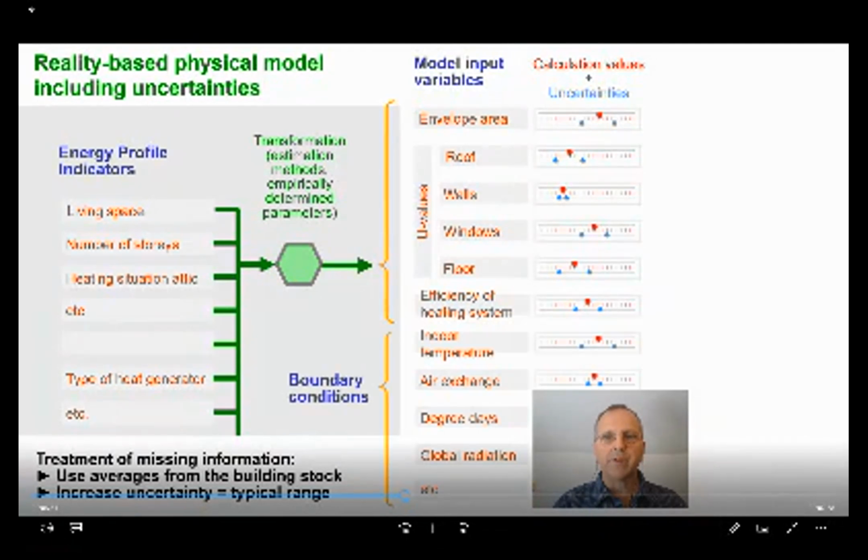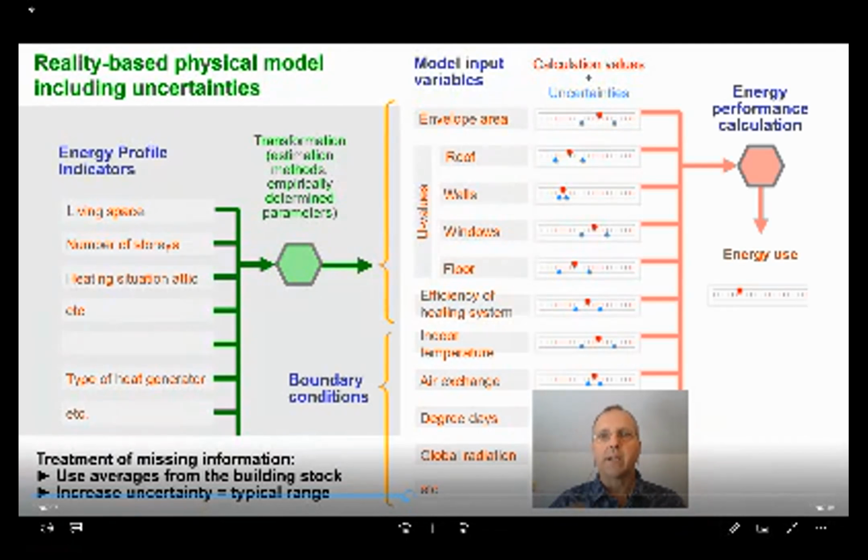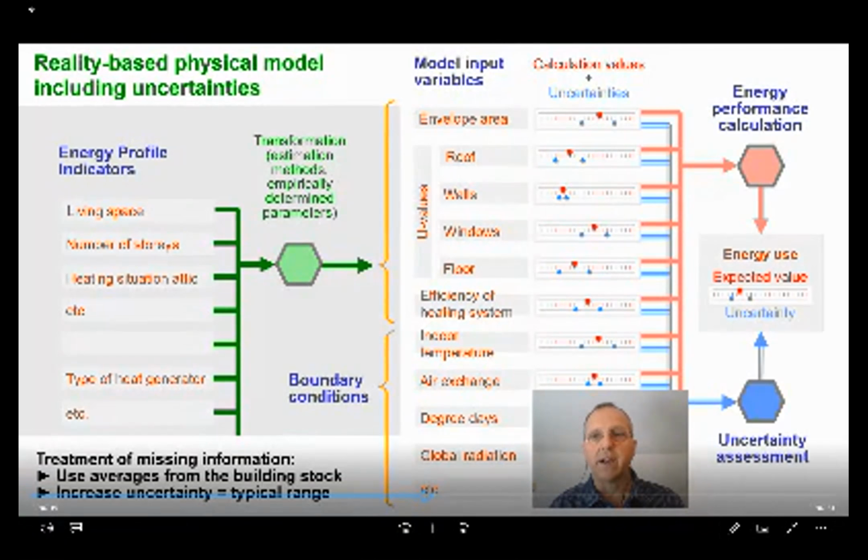So this is also done for the boundary conditions. Also here we have calculation values and an uncertainty range for the user behavior and for the climatic data. Now we can perform an energy balance calculation with a physical model and get one value for the energy use of the building. And we do a second calculation where we take all these uncertainties of the input parameters and calculate the resulting uncertainty of the energy use. So we get a value for the energy use and we get an uncertainty of this value from our calculation.